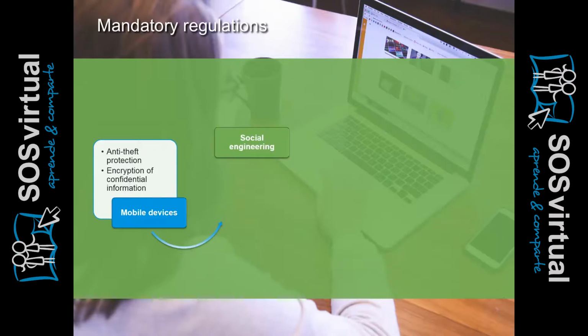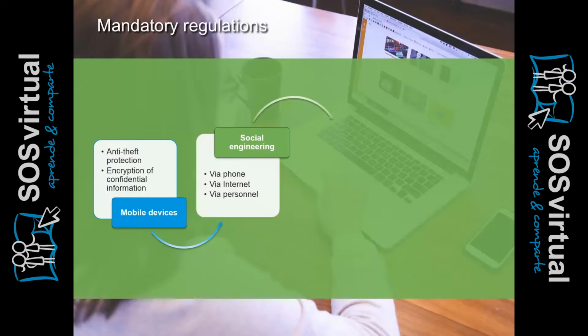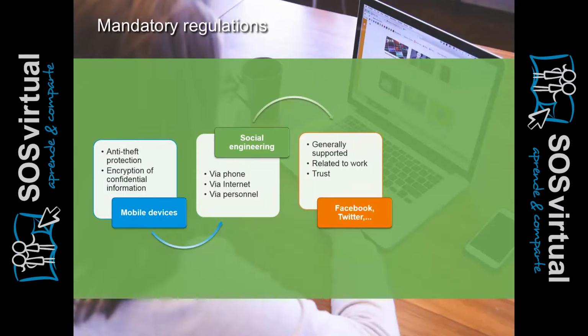Some recommendations about social engineering. This happens when people with malicious intent try to gather information, either through phone calls, by hacking the Internet, or in face-to-face interactions. To prevent this, it is recommended to treat any unsolicited phone calls or emails from people requesting information about the organization with suspicion.